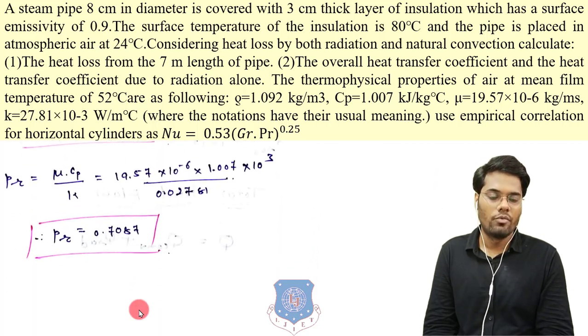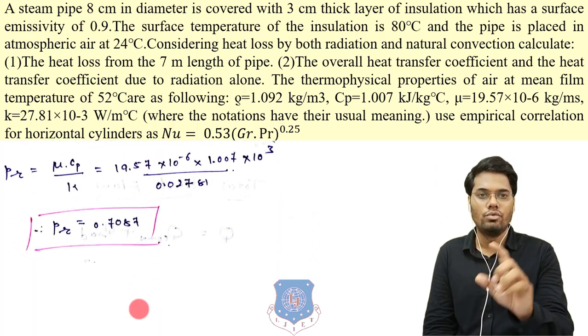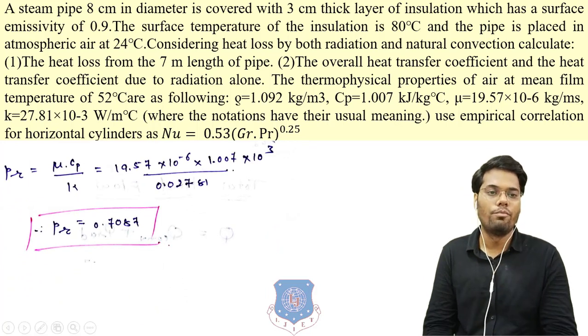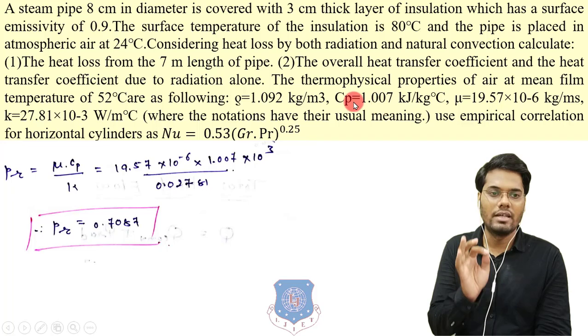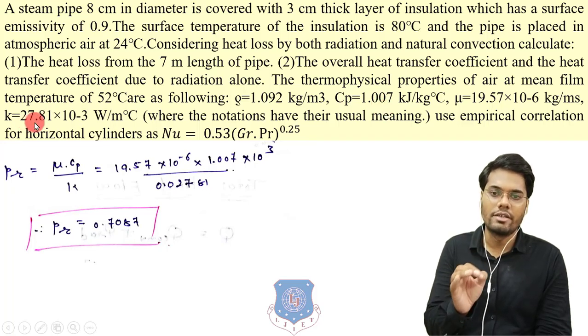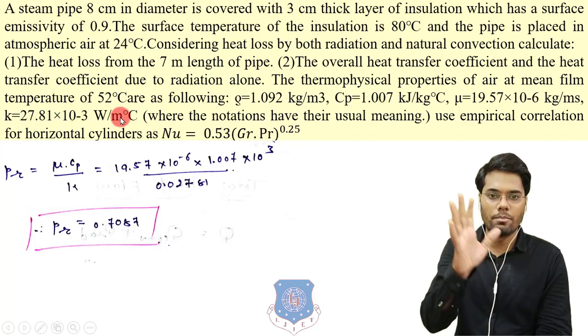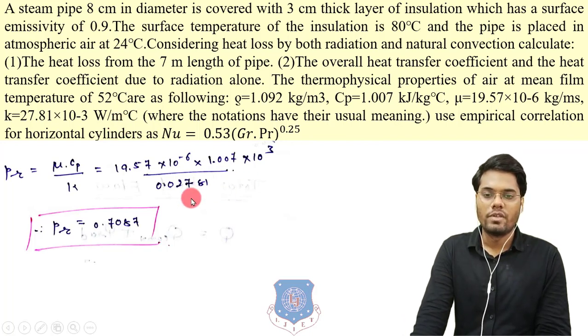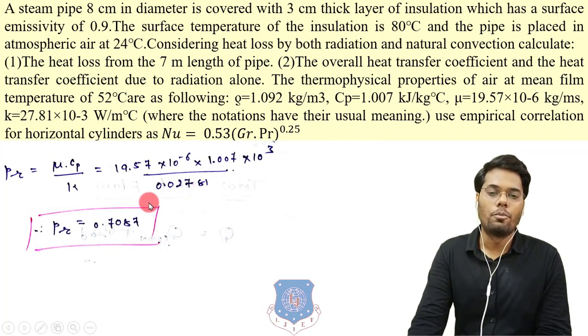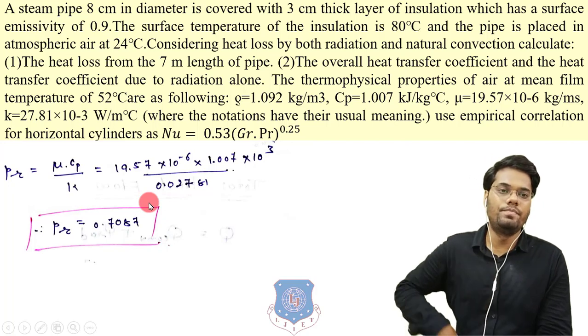Now for Prandtl number, we know the equation for Prandtl number is mu Cp by k. The value of mu is already given in the question. Cp is 1.007 and conductivity k is also given, 27.81 into 10 to the minus 3 watt per meter degree Celsius. So putting these values in the equation, we will get the value of Prandtl number as 0.7087.